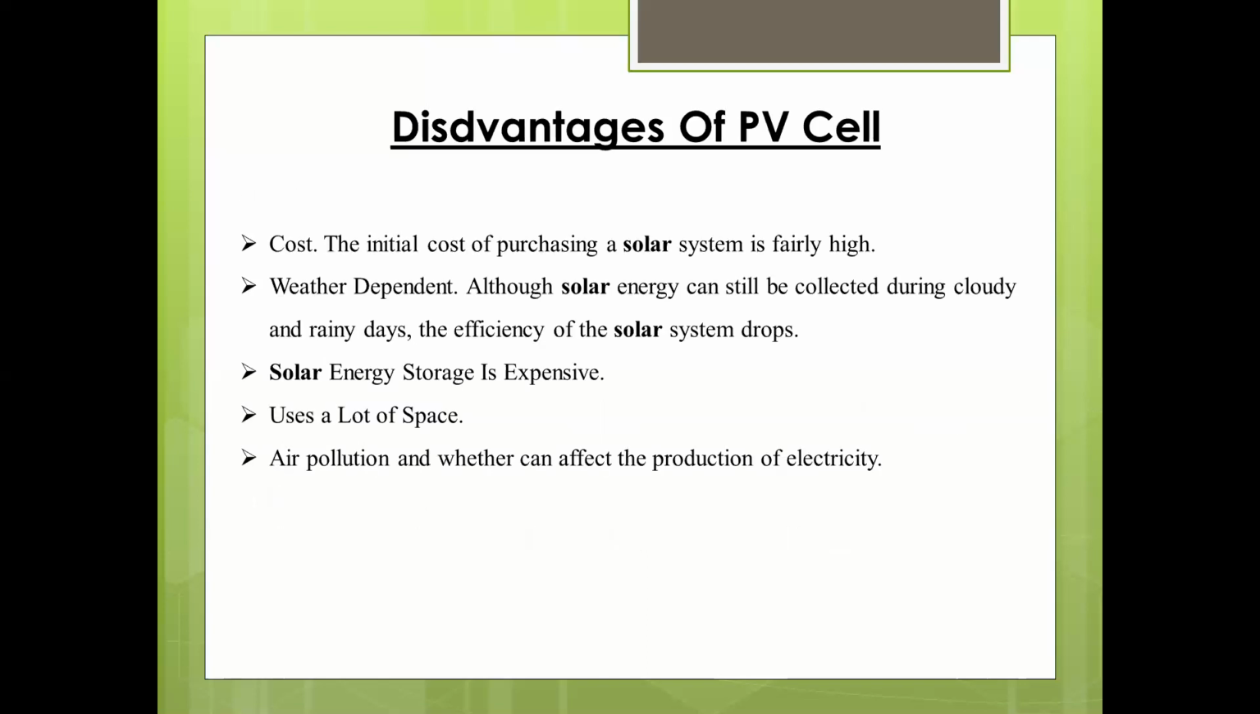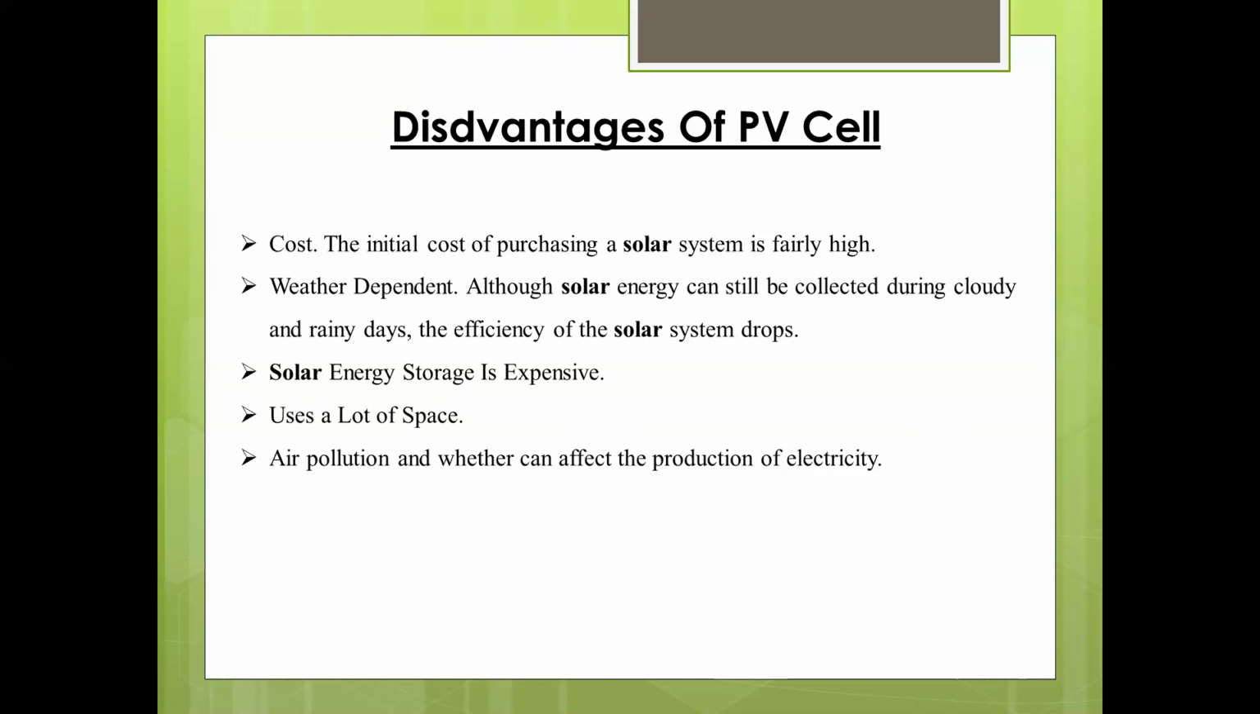The main disadvantage of this photovoltaic cell is cost. It is a little costlier during the installation. First installation is costlier. Once you install it, its maintenance will be very easy. The initial cost of purchasing a solar system is fairly high because the silicon required for photovoltaic cell is of high purity. 99.99% of purity is required. So high cost of silicon purification has resulted in higher price of crystalline silicon solar cell. This is the reason why these solar cells are costlier.